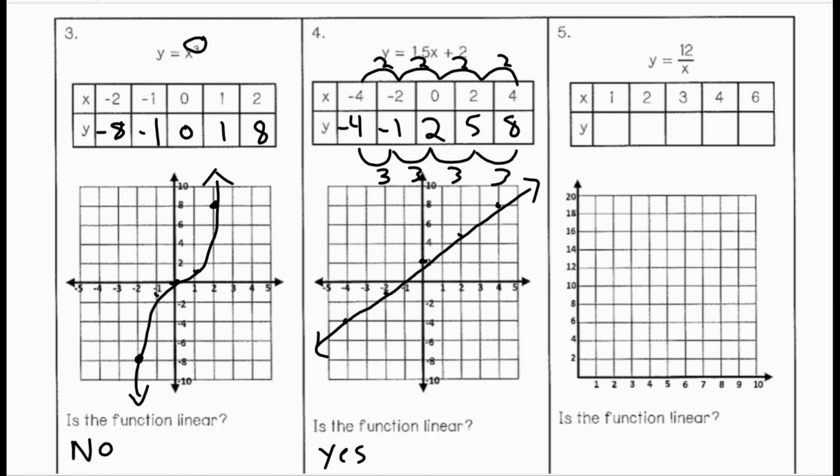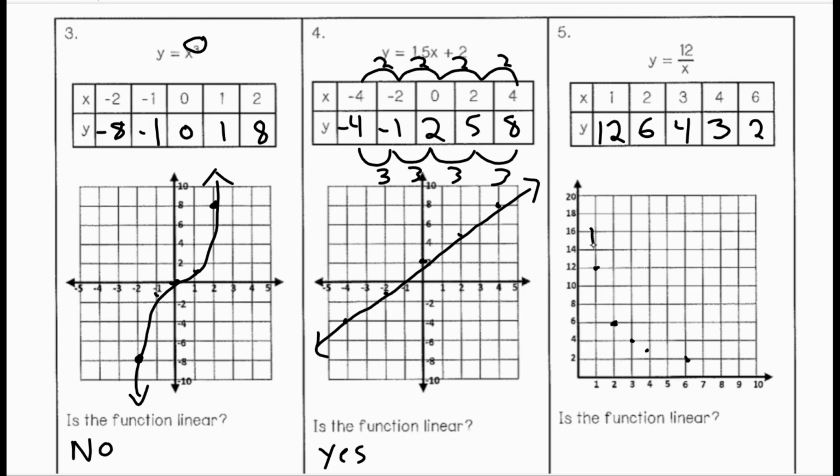Now looking at number 5, we have y equals 12 divided by x. So here I'm going to plug in 1, 2, 3, 4, and 6. 12 divided by 1 would give me 12. 12 divided by 2 would give me 6. 12 divided by 3 would give me 4. 12 divided by 4 would give me 3. And 12 divided by 6 would give me 2. Plotting these points, I'd have 1, 12, 2, 6, 3, 4, 4, 3, and 6, 2.